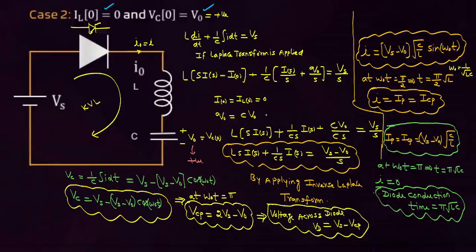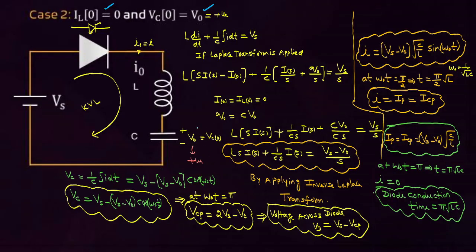But no need to remember all these derivation parts. Simply remember like this, friends. If the initial voltage across the capacitor is positive, you subtract it from 2 Vs. That gives the peak voltage across the capacitor. How to get the peak voltage across the capacitor?